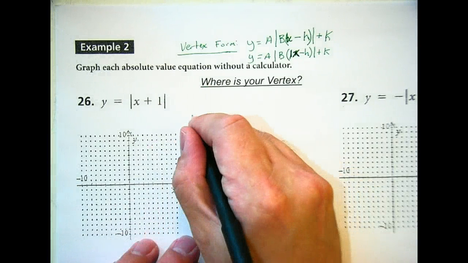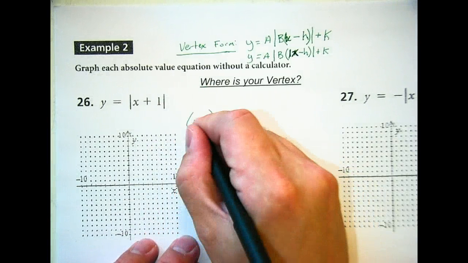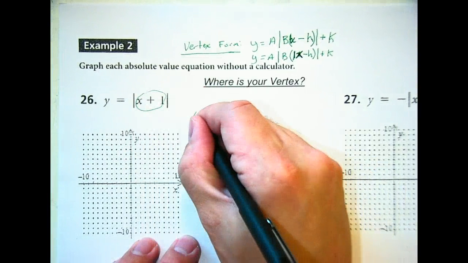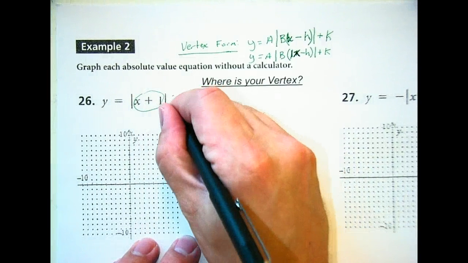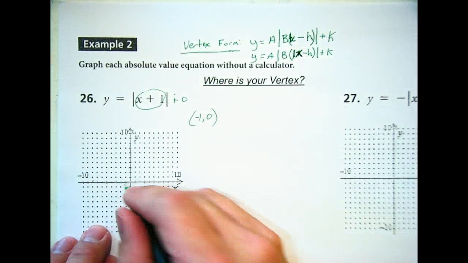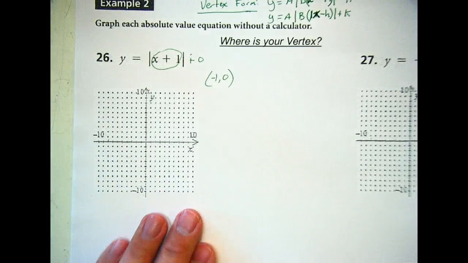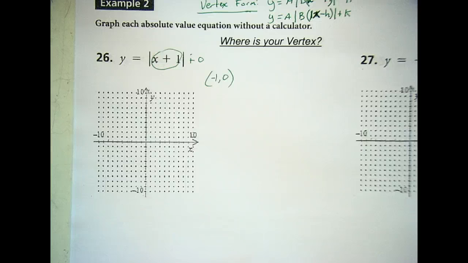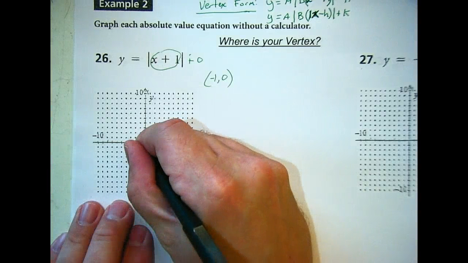What's HK? Negative 1, 0. Good. What makes this 0 is negative 1. And what's out here? 0. Okay? That tells us our vertex. Everyone put your vertex on your paper. Okay, go to negative 1, 0, right there.